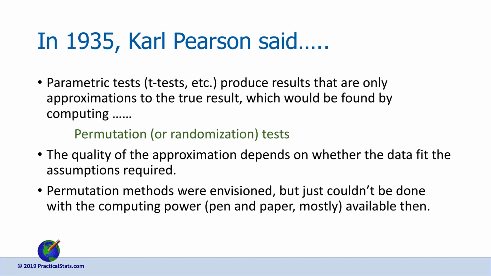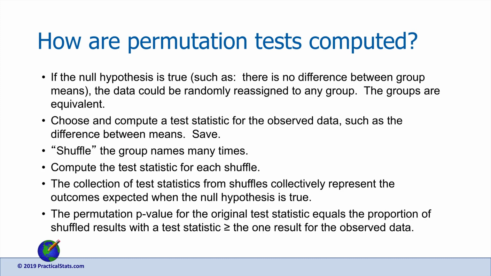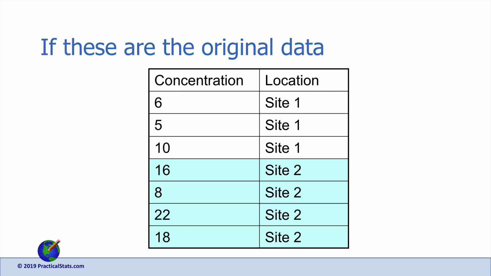And how are they computed? I'd gone through this once before. Let me see, I can give you an example. Here's a simple, again, 7 observation data set split into 2 sites, site 1 and site 2. Site 1 with a clear background, site 2 with a blue background. What we're going to do with a permutation approach is to first compute the mean in each group, the mean of site 1 and the mean of site 2, and put those aside as the truth based on our data.